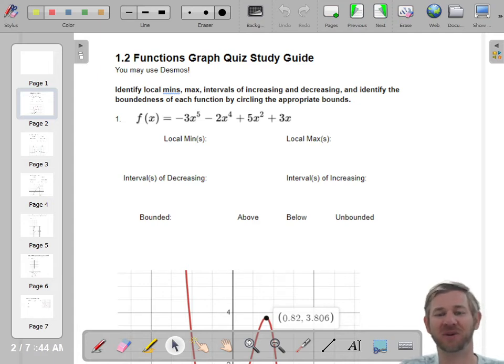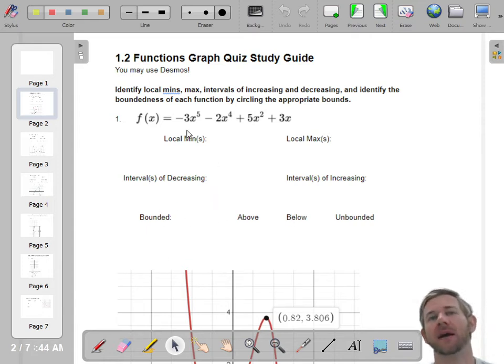Hello everyone, we're going to review for our quiz here. We're going to go through 1, 2, we're talking about discontinuities, intervals of increasing, decreasing, boundedness, and then also 1, 3 has a little bit of piecewise function stuff we're going to hit. So you're going to use Desmos to graph your functions, and then you're going to basically analyze them for me.